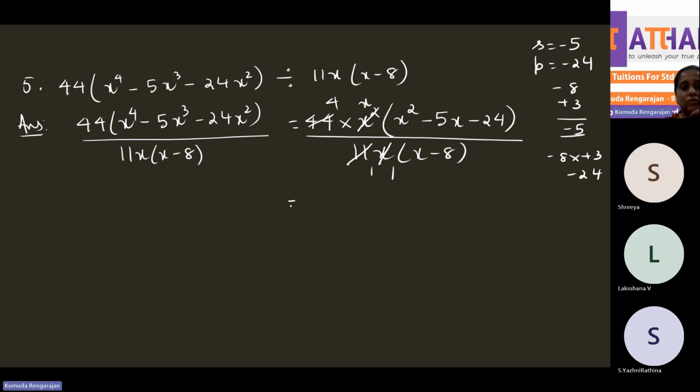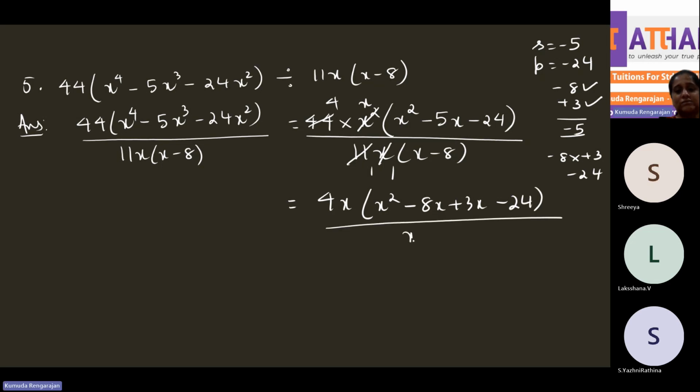Very good. So 4x, split the middle term. We are left with 4x here, write that. And then in the bracket, write the first term as it is. The two numbers are minus 8 and plus 3. So it will be minus 8x plus 3x, and the last term minus 24 as it is, divided by x minus 8. Now see, you cannot cancel this 4 and 8 because 8 is x minus 8. Between x and 8 is a minus sign. So you cannot cancel. 4 and 8 you cannot cancel.